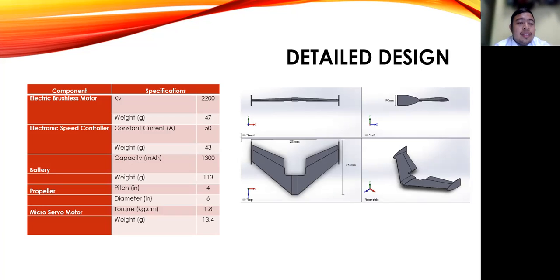Combat was chosen as the material for this project because it is lightweight and of lower cost. For the computer aided design, SolidWorks is chosen as the software to draw the design of the flying wing. The figure shows the design of the flying wing using SolidWorks.